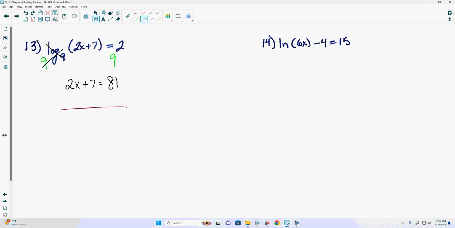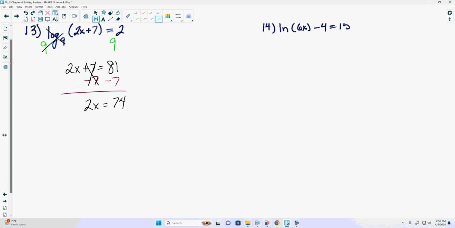Now we can solve for x, and the first thing we can do is minus 7 from both sides, because our 7 minus 7 is 0, telling us that 2x is equal to 74. And last but not least, we can divide both sides by 2, telling us x is equal to 37.